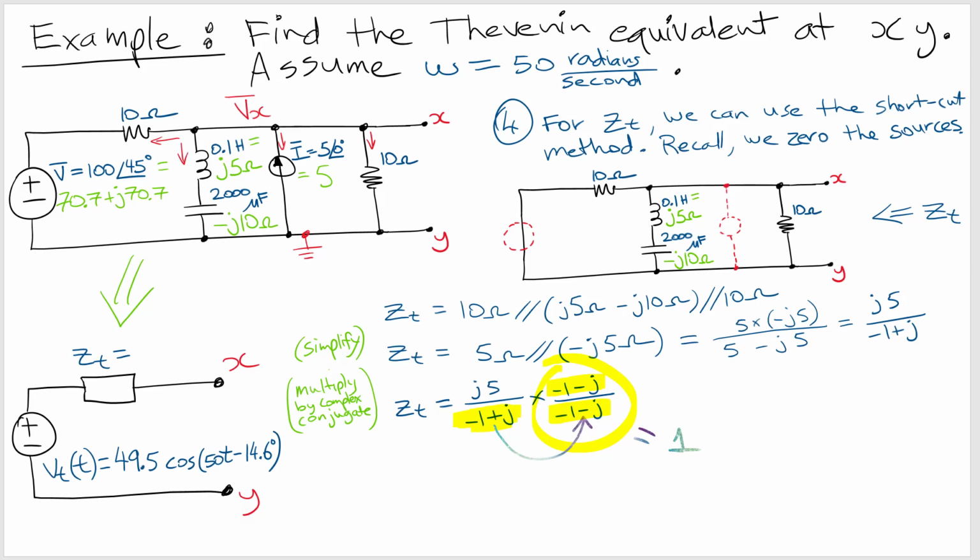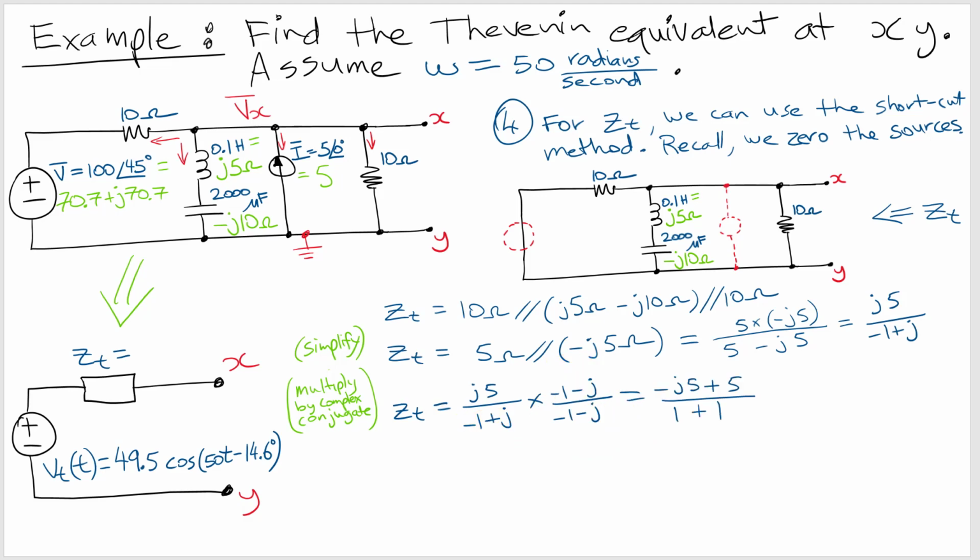So you should be familiar with these operations, but this is just a quick refresher because a lot of people mess up this step. And then we multiply things out, so we get minus j5 plus 5 on the top, and on the bottom we get 1 plus 1.